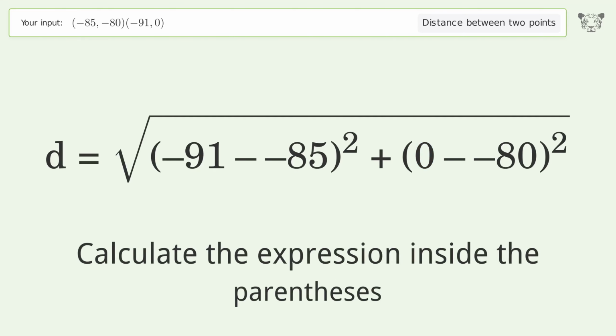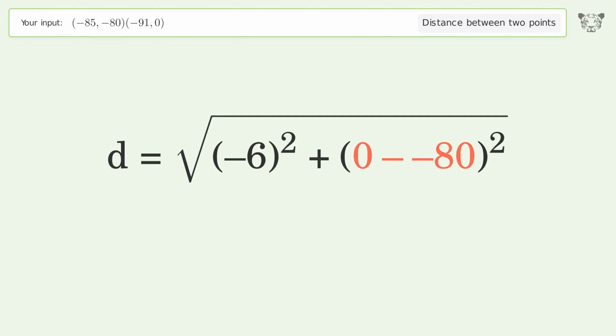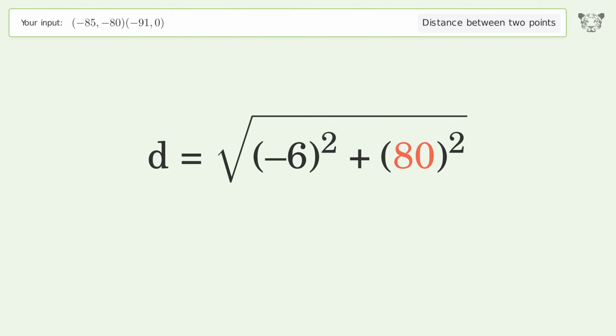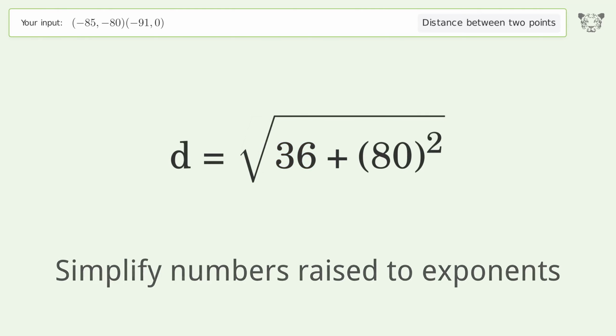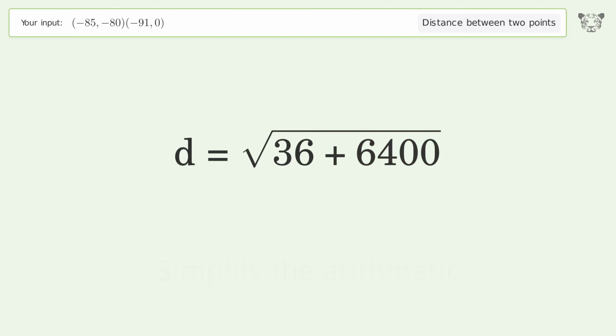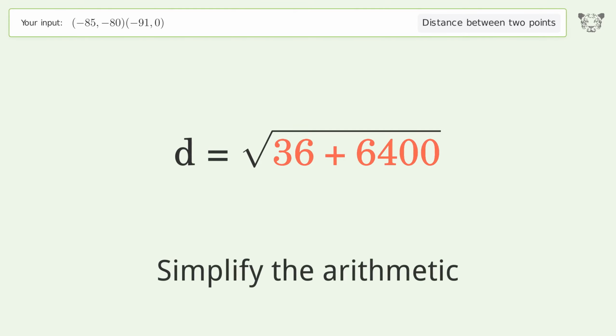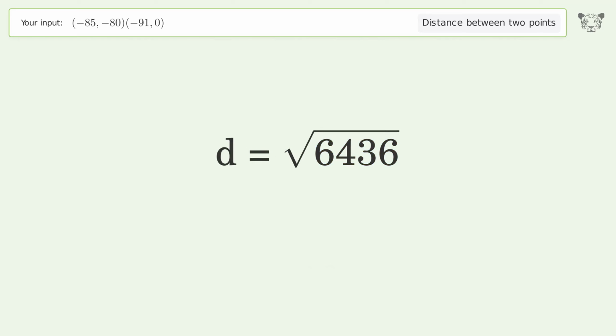Calculate the expression inside the parentheses. Simplify numbers raised to exponents. Simplify the arithmetic. And so the distance between the 2 points is the square root of 6,436, or 80.225.